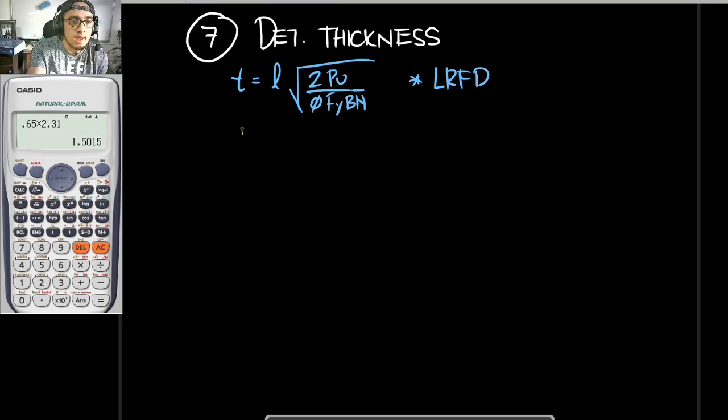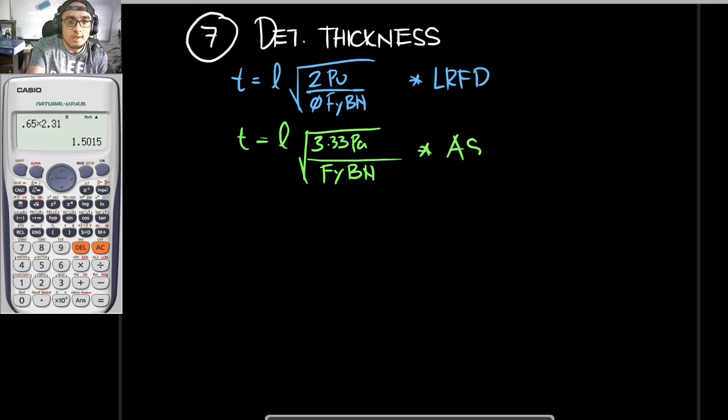And as for ASD, t is equal to L times the square root of 3.33 Pa, the allowable load or allowable strength, divided by Fy B N. So this is for ASD. Where does this 3.33 come from? When you compare, actually it works like this. Just take note: this should be the value inside the square root.